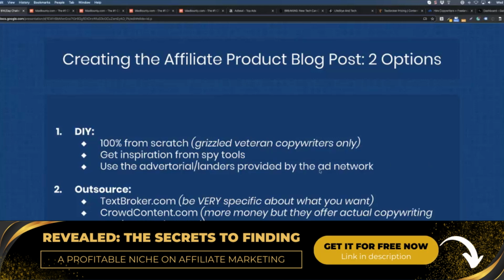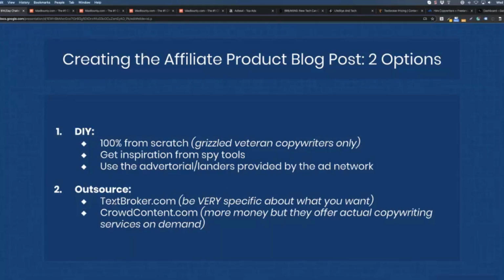So that's the do-it-yourself options. The other option is to outsource. The two places I recommend, and honestly, I've never used Crowd Content. I will use them inside of this 30-day challenge because I want to try them out. They look pretty legit, and I've used TextBroker a lot over the years. The thing with TextBroker, you just got to be very, very specific about what you want, because they are really just an article writing service for the most part.